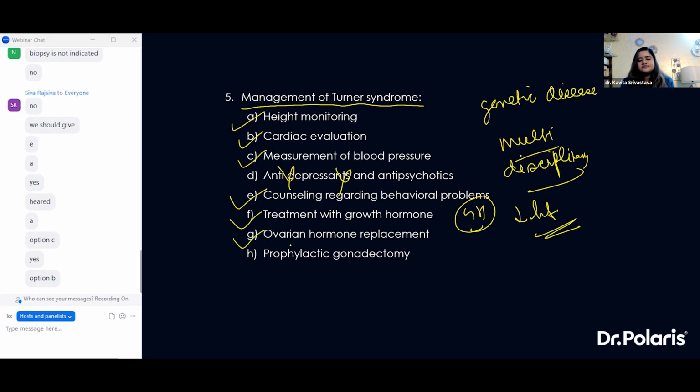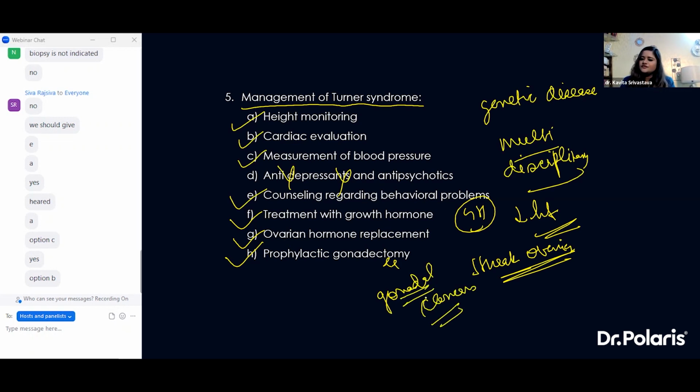Ovarian hormone replacement, again, very important because they have streak ovaries. So they might not develop into normal females. So they can undergo hormone replacement therapy. Prophylactic gonadectomy, yes, that can be done. Why do we need to do gonadectomy? So that later on it does not result in gonadal cancers. So that is how we treat a case of Turner syndrome.